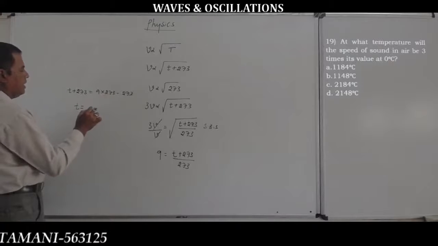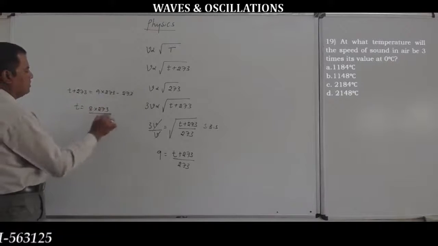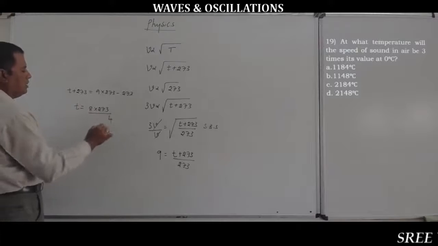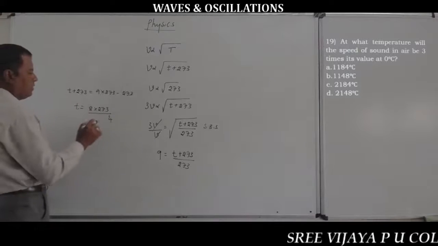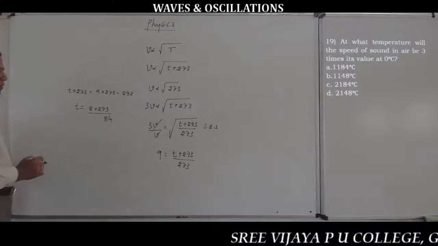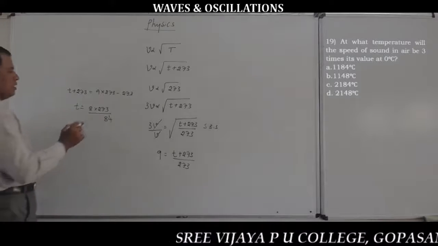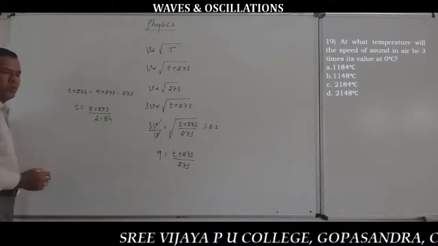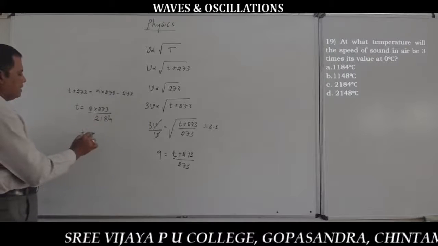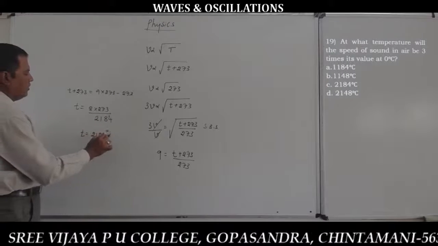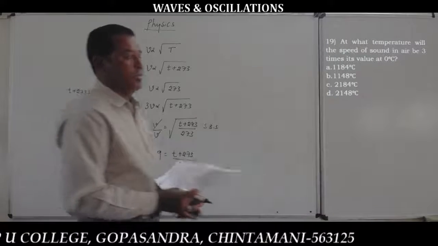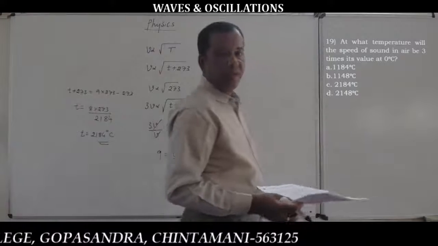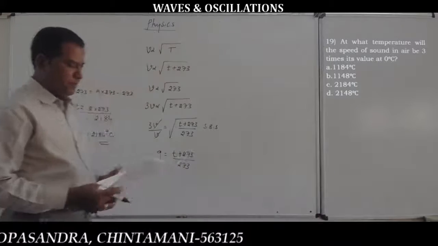T can be taken as 8 into 273. So 8 into 3, 8 3s are 24, 2; 8 7s are 56, plus 2, 58, 5; 8 2s are 16, plus 5, 21. So 2184. Therefore, temperature T is equal to 2184 degree Celsius. So therefore, we will get option C here, 2184 degree Celsius.